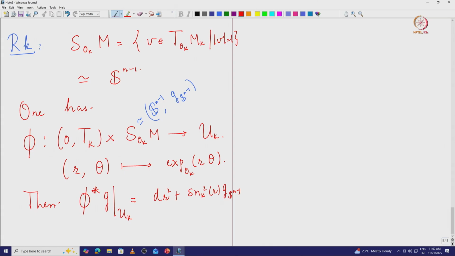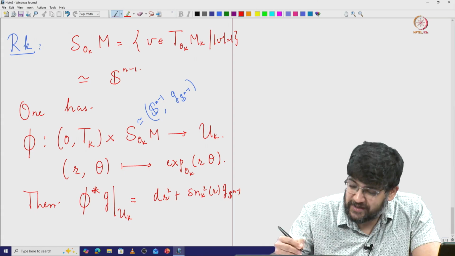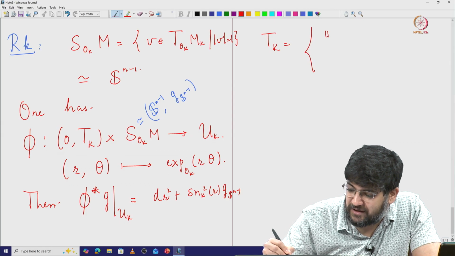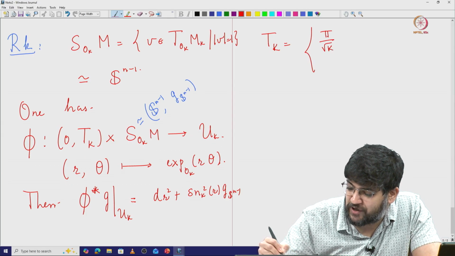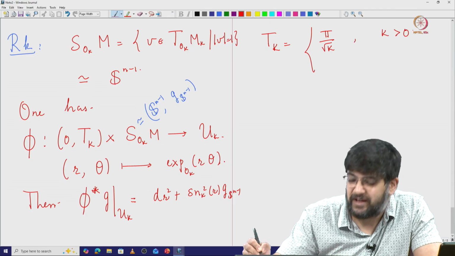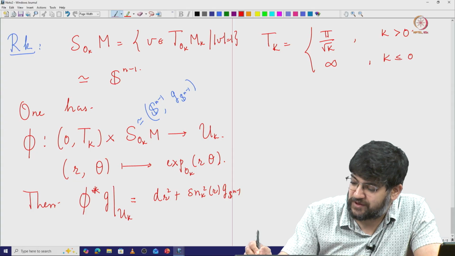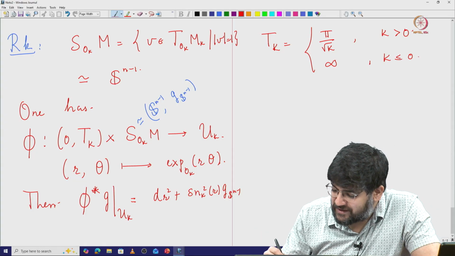Okay, that is really the meaning of the proposition. Yeah. And what is Tk? Well, Tk is basically pi by square root of kappa if kappa is positive and is infinity if kappa is non-positive. So again, why do we need this this time?